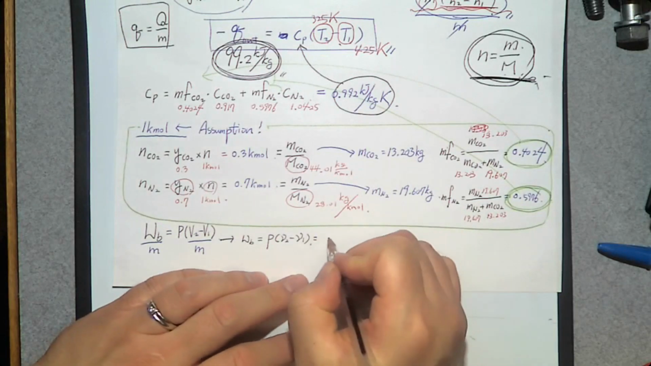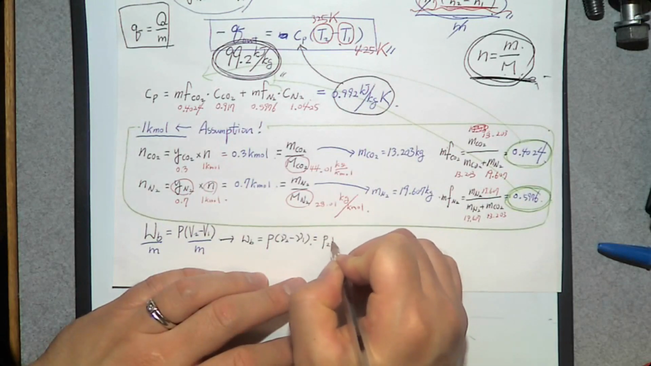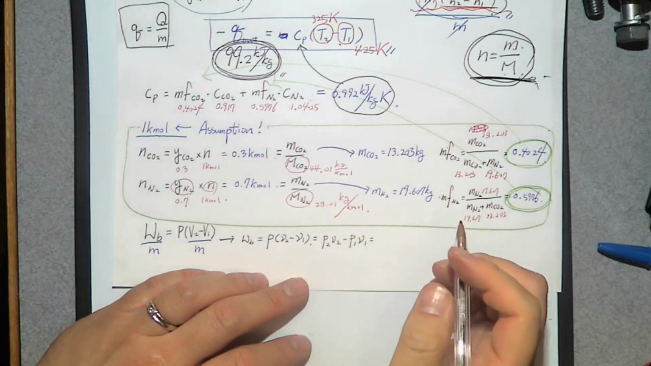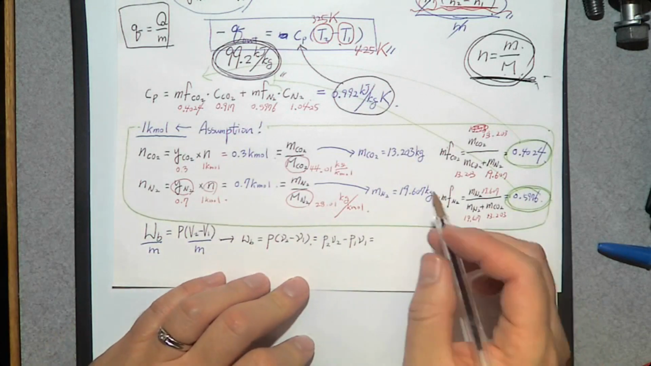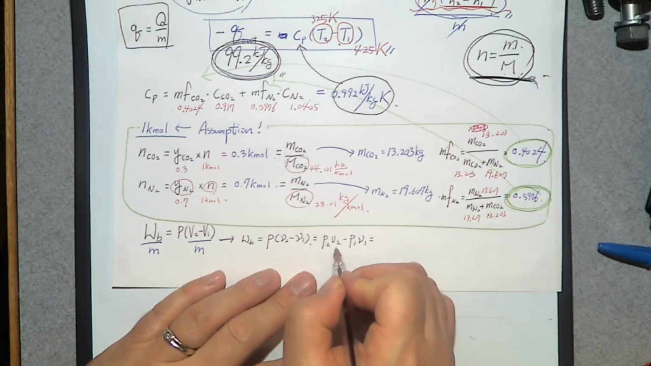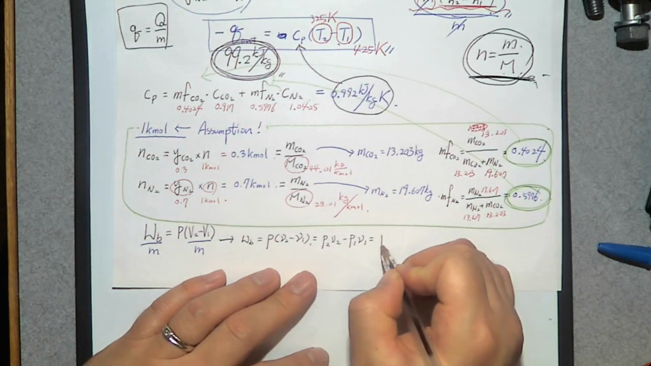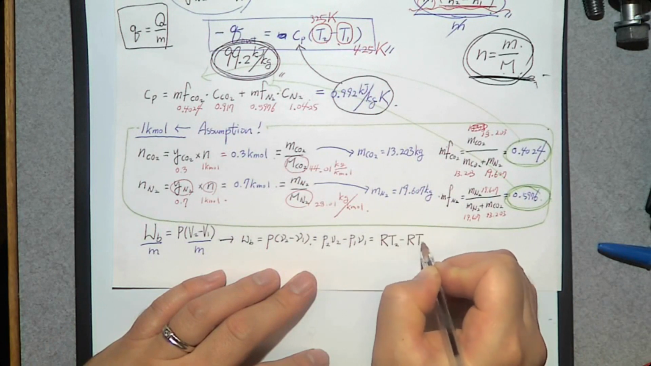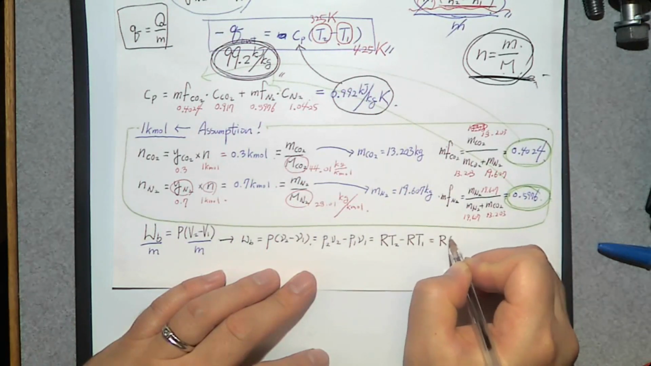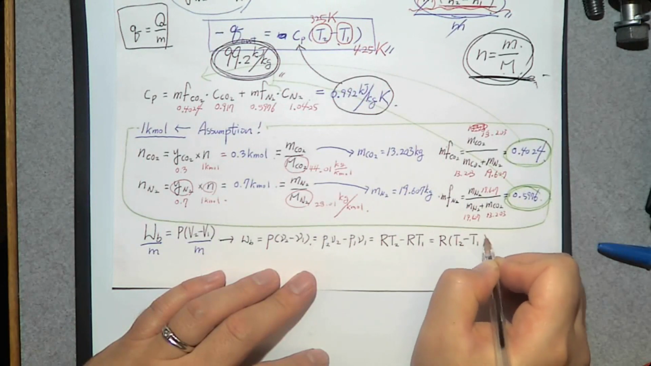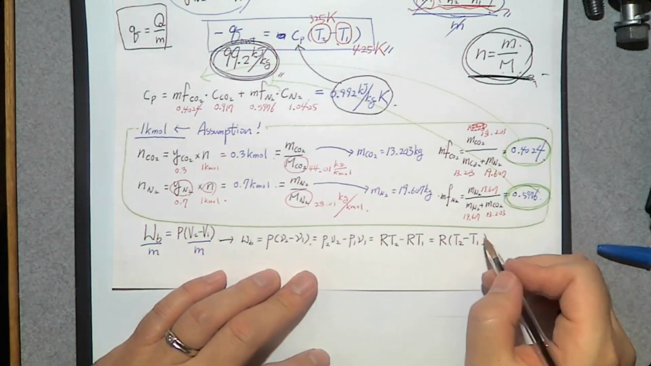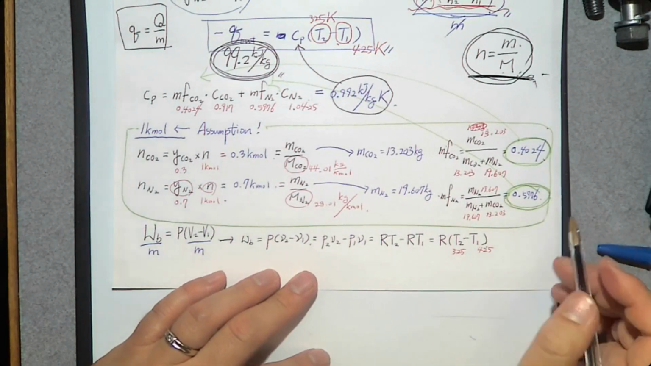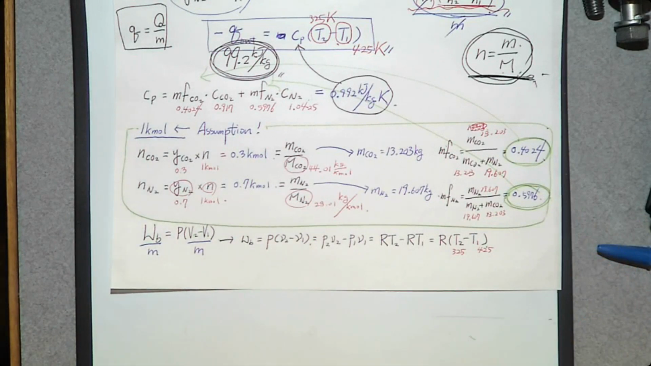Which is P2 V2 minus P1 V1. And since we have an ideal gas mixture, we can say PV is RT. So that is RT2 minus RT1, which is R times T2 minus T1. And we already know the temperatures, 425 and 325. We just need to determine the gas constant R.